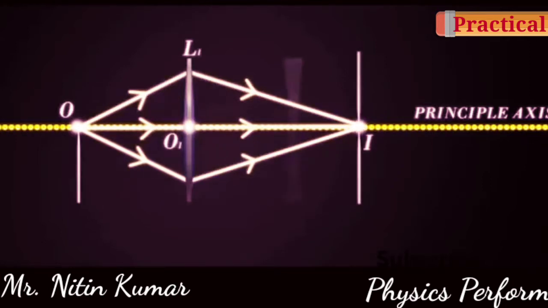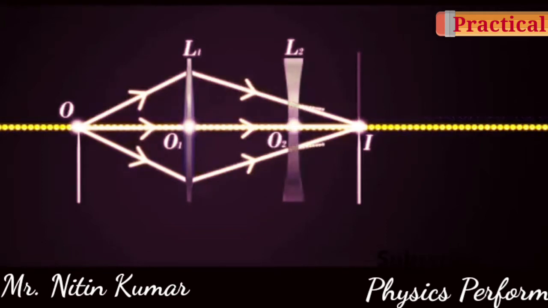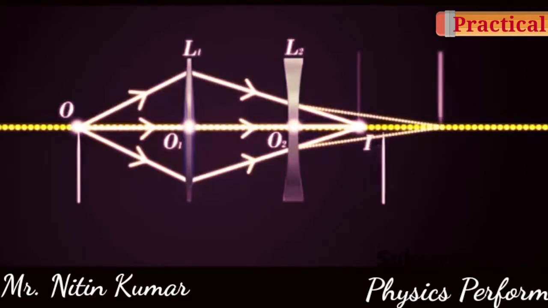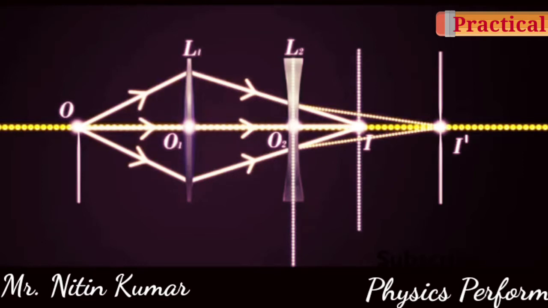Now, the concave lens L2 is placed between the convex lens L1 and the image needle I. The concave lens diverges the rays and now the image is formed at I dash. Here, I is the virtual object and I dash is the real image. Here, the distance between O2 and I gives the value of U and the distance between O2 and I dash gives the value of V.